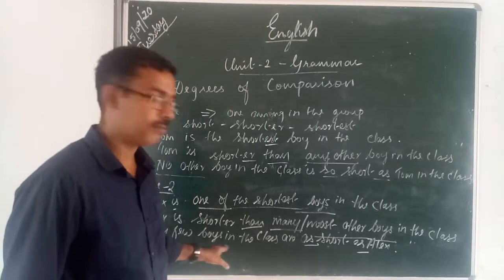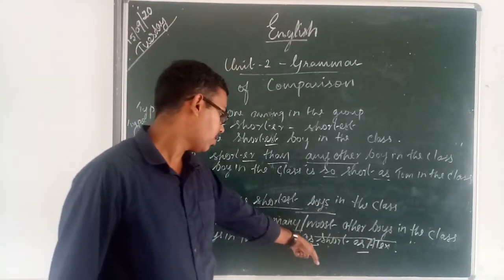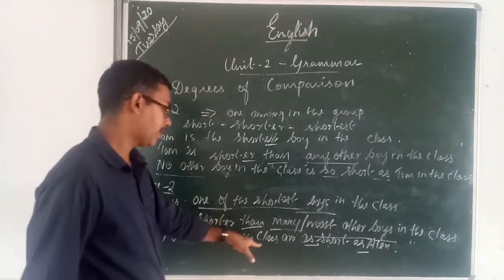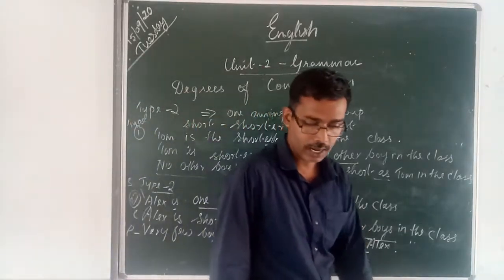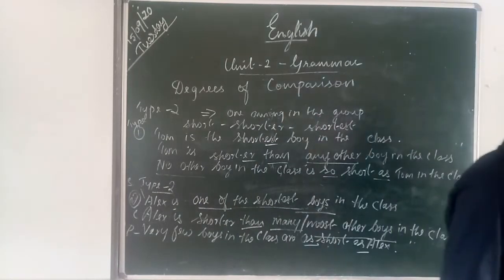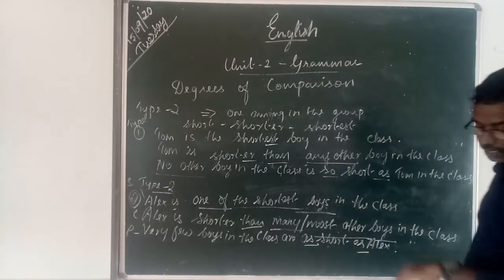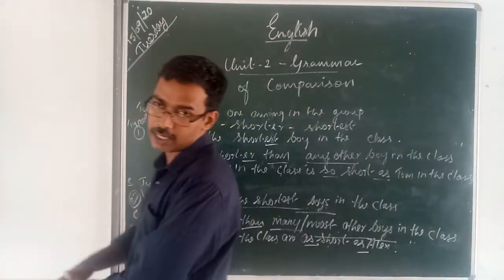Then a plural subject, followed by dashes. Very few boys in the class are as short as Alex. I hope you understood the difference between the first type and the second type. For the second type, I am going to give one more example.